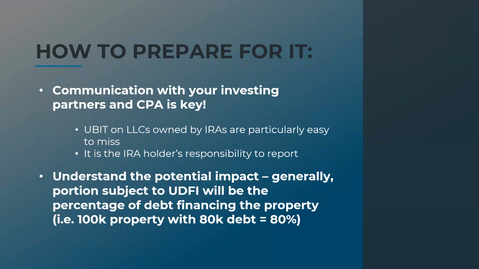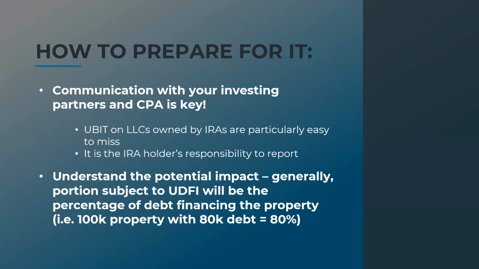But if the potential sponsor doesn't know that you're an IRA, then they may not report to give you the adequate disclosures that you need to file unrelated business income tax or unrelated debt financed income. And it is your responsibility as the IRA holder to report that. So, it's important that you communicate with your investing partners up front. And then you just need to understand the potential impact.